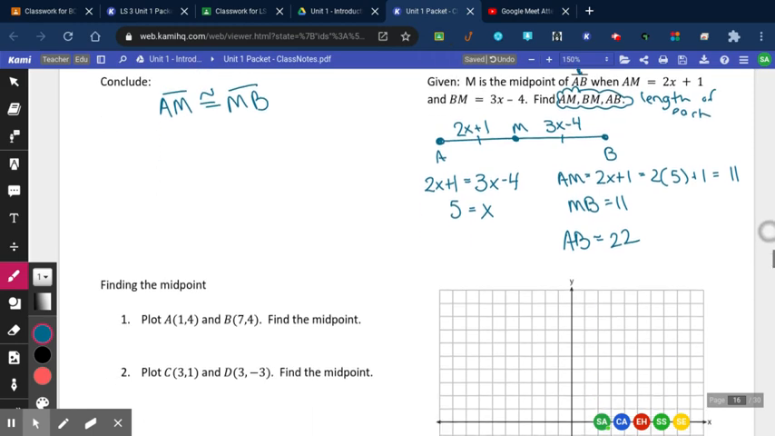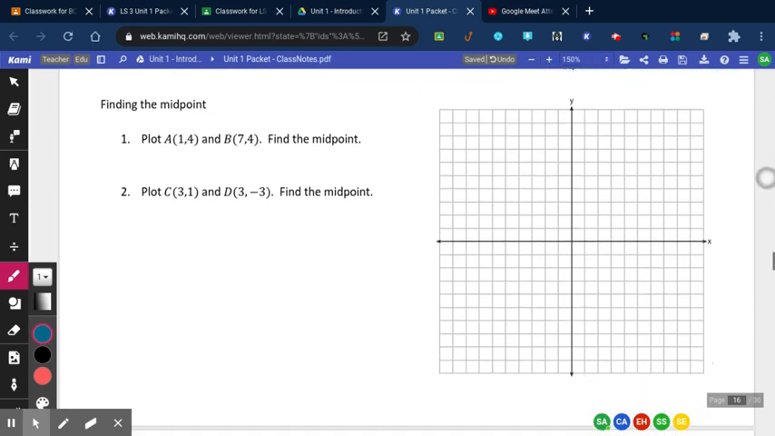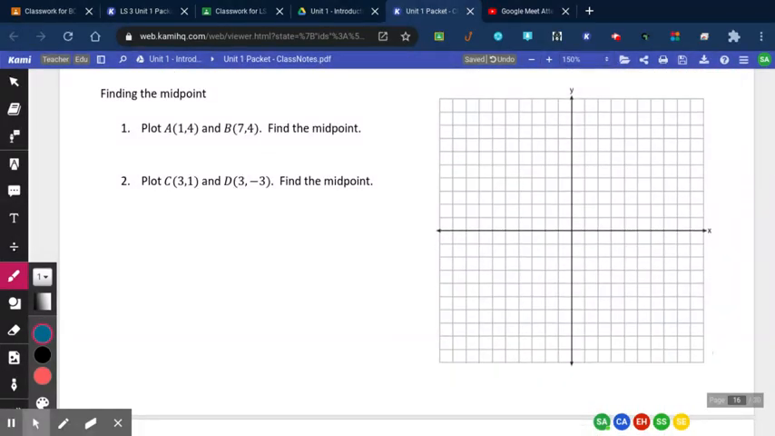Now, you might also see some representations or some applications graphically. So they gave us a chart. They want us to plot some points and find the midpoint. So point A, 1, 4: 1, 2, 3, 4, that's this point right here. And B is 7, 4: 1, 2, 3, 4, 5, 6, 7, 4 is right here. They want us to find the midpoint.